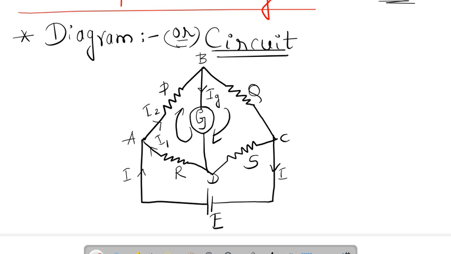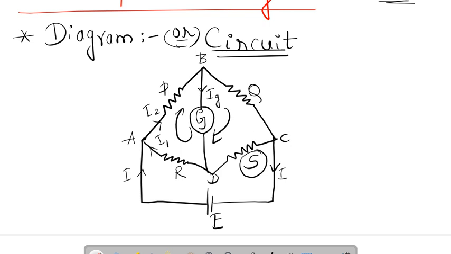The unknown resistor can be in any of the four arms of the bridge, that is P, Q, R, S. Usually the unknown resistor is put in place of S. Out of the four resistors, one is unknown here, one is variable, and the other two can be standard resistors.